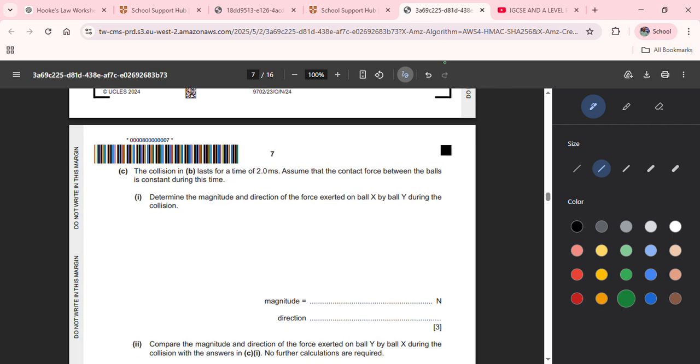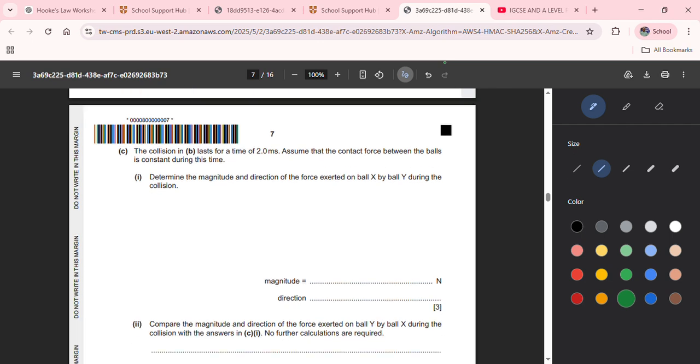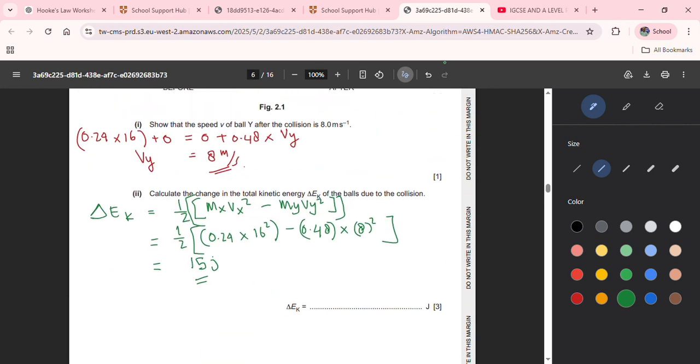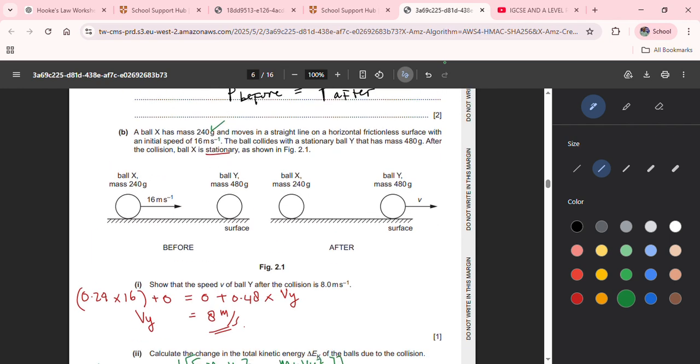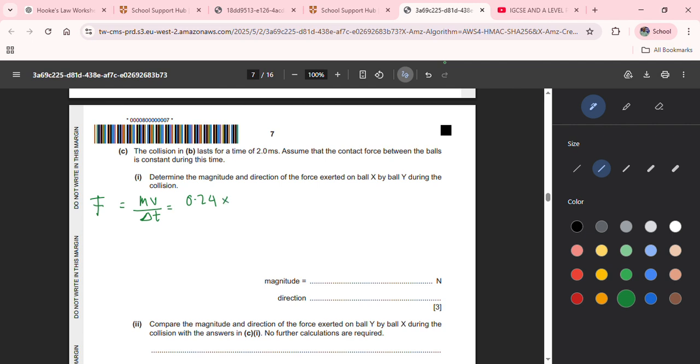The next one is about the magnitude and direction of the force X. So the force exerted by ball X is equal to mv divided by delta t. It's equal to 0.24, because mass X is 0.24 kg, times the velocity, which is 16, divided by 2 millisecond, which is 2 times 10 to the minus 3 seconds, and the answer is 1920 Newton, and the direction is to the left.